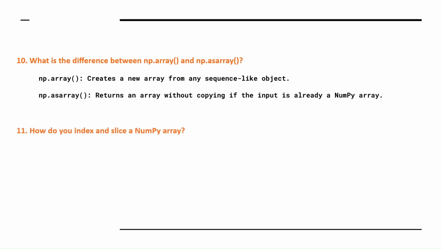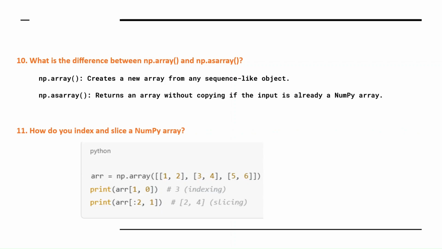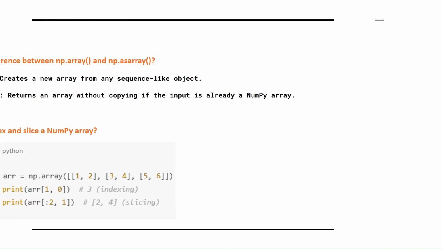How do you index and slice a NumPy array? Access specific elements or subarrays like this. For the NumPy array, indexing it with 1 comma 0 gives 3, and indexing colon 2 comma 1 gives the 2 and 4 elements, which is the slicing.